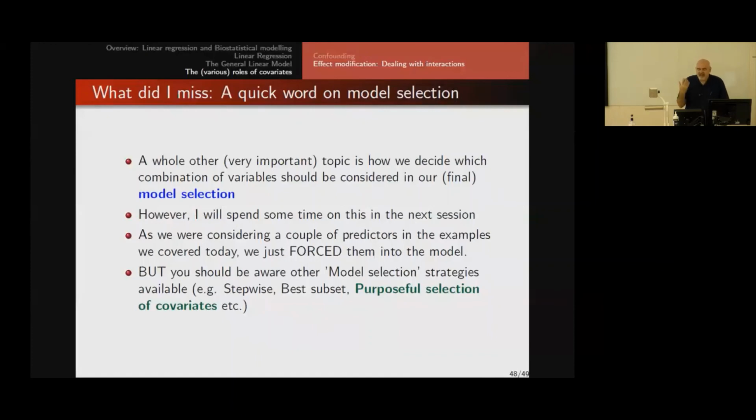Okay, what I did do today is, because we only had a limited number of covariates, I just forced them all into the model. But you should be aware of other model selection strategies. Stepwise, which is a terrible method for model selection in most cases, but the most commonly used one, because it's a default in SPSS probably. There's also one called best subset. This is one of my favorites, purposeful selection of covariates.